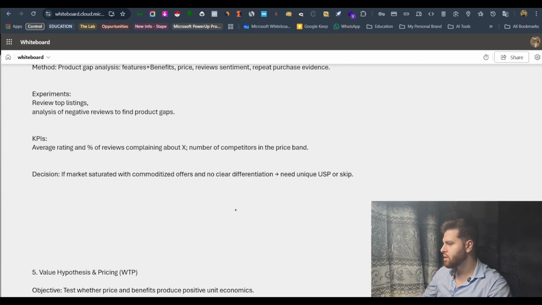How do you take this decision? It's very easy. If the market is saturated and there is no clear USP, just leave it and move on.